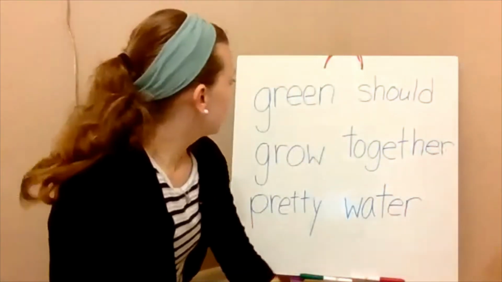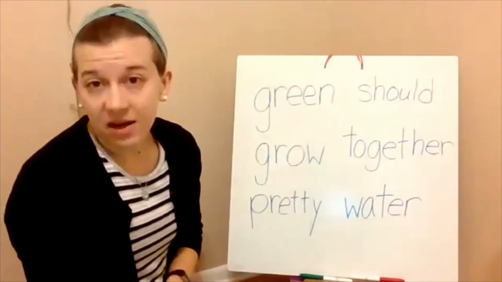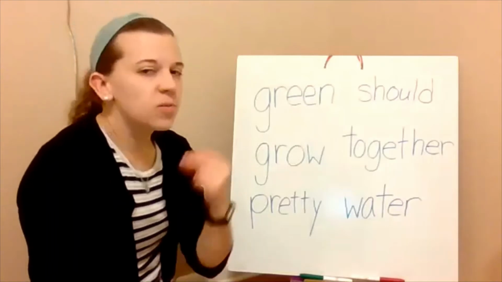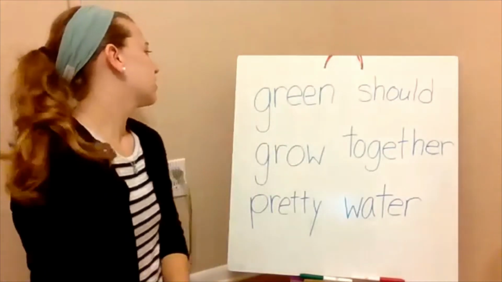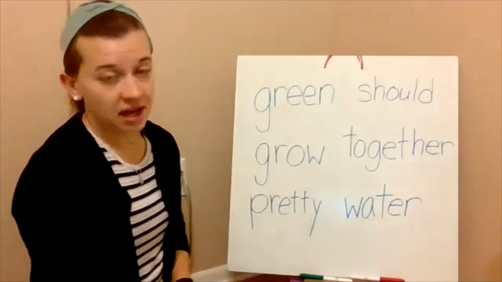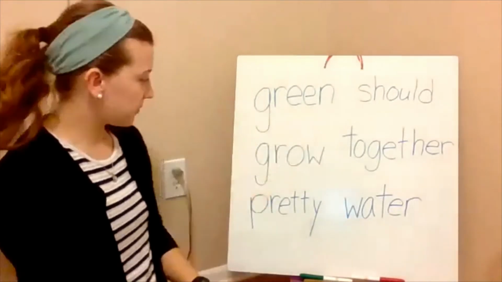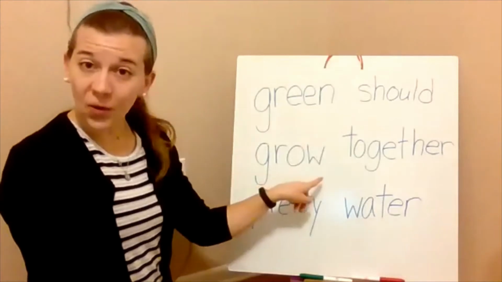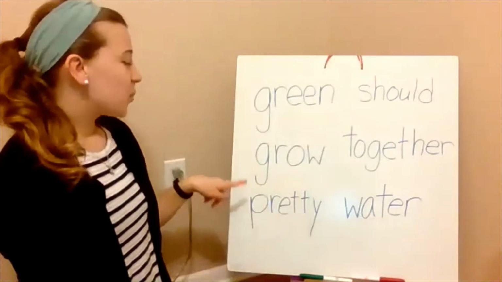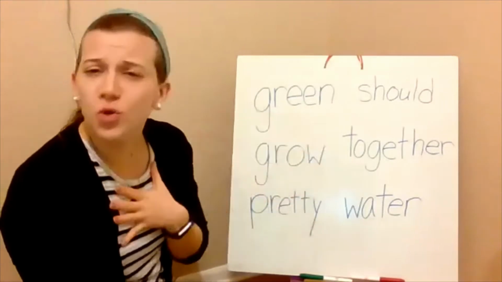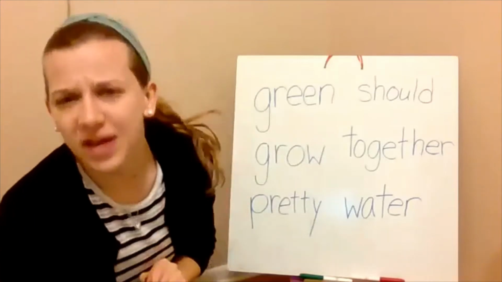Okay. So these are our sight words for the week. These are words that I want you to be able to just know as soon as you see them. So let's go over them together. The first word is green, like the color green. Then we have grow, like plants grow. Pretty, like you are also pretty. Gentlemen, you are so handsome.